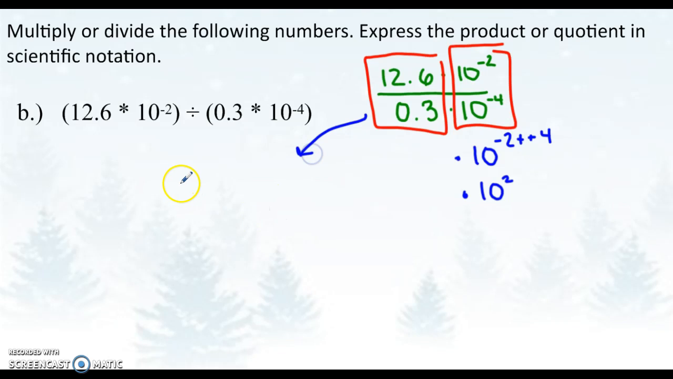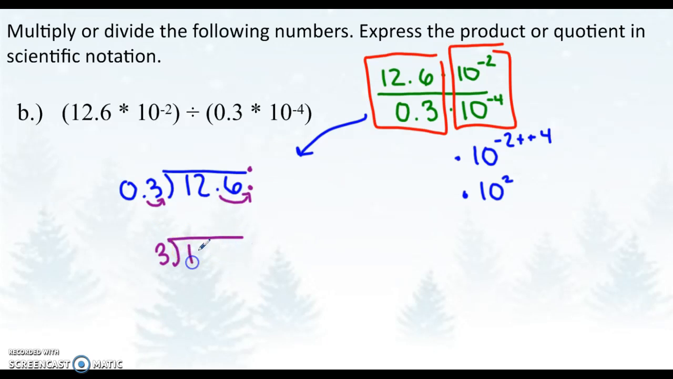Well, we can do this division. And this was 12.6 divided by 0.3. And what we did yesterday is we moved the decimal point in the divisor. So if we move that decimal point once, we're going to move this decimal point once. And that's where our decimal point's going to go. So we've got 126 divided by 3. 3 doesn't go into 1, but 3 does go into 12 4 times. And 3 does go into 6 2 times. So we've got 42 times 10 to the second.